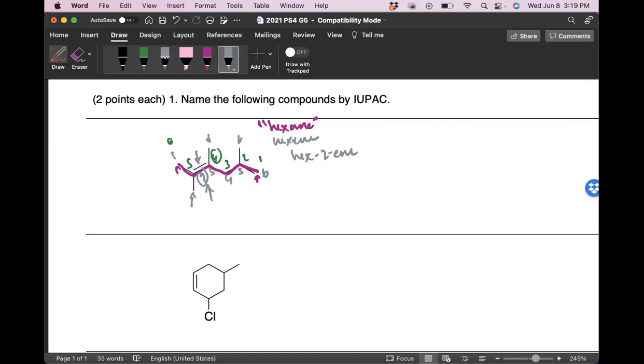And if that's our parent chain with the respective suffix, then let's go ahead and add our prefixes. We have 3 methyl groups, so it's going to be a trimethyl. And if we're using our gray numbering, we have 2, 3, and 5. So we have a 2,3,5-trimethylhex-2-ene.